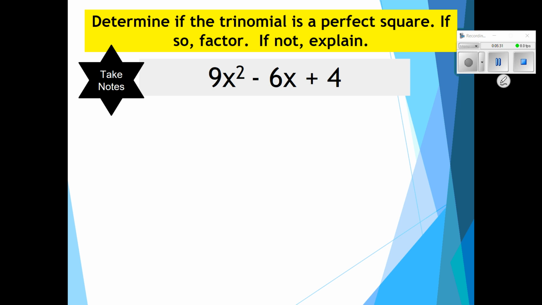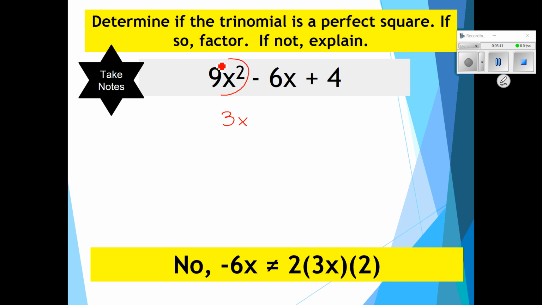Trying again, 9x squared. We can take the square root of 9, that would be 3. Taking the square root of x squared would be x. So we took the square root of this term. Now we look at the c term and take the square root of it. That would be 2. We bring the sign down. So it might be this, but let's check it to be sure.